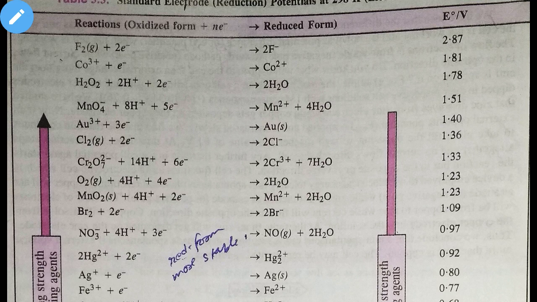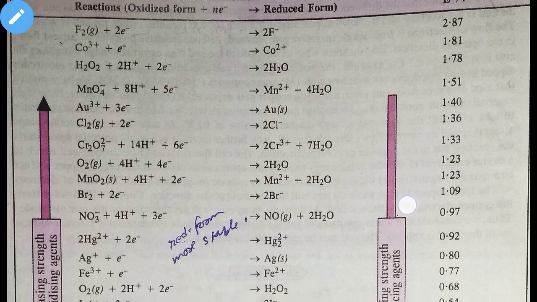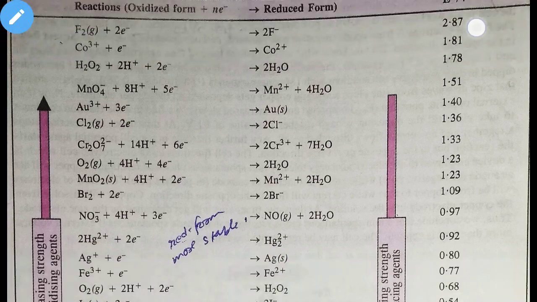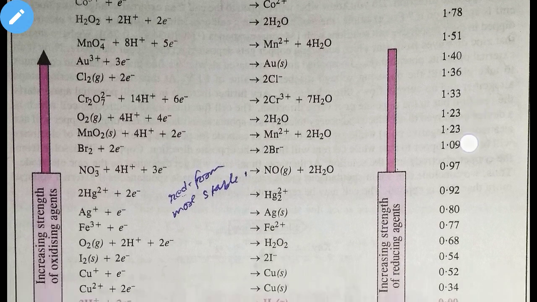So you can see here, one observation you will see is that as you go from top to bottom, at the top fluorine is there, right? So the electrode potential of fluorine is 2.87. Now as you go down, you can see the values are decreasing, from 2 to 1 point something, to 0 point something, like this.